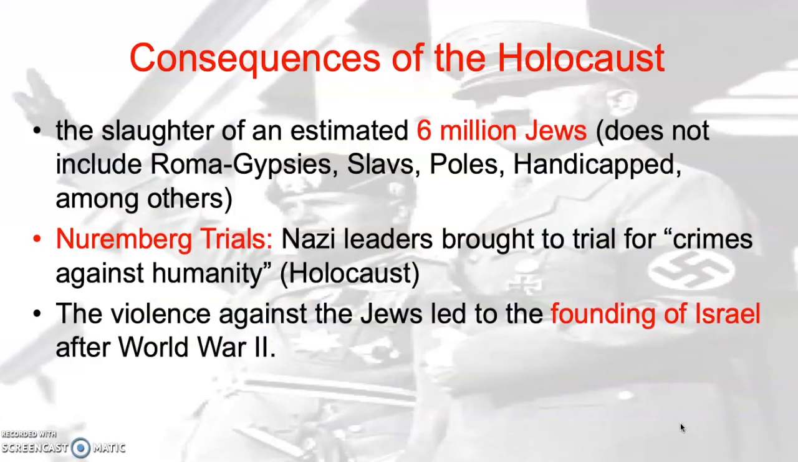All right, so consequences of the Holocaust: 6 million Jews lost their lives. That number, like we looked at before, does not include anybody else. Nuremberg trials. So the Nazis are going to be brought on trial for crimes against humanity. So that would be the Holocaust, right? So they're going to be able to prosecute some people for helping Hitler. And of course, because the world did feel really bad for the Jews and them being persecuted, they founded the Jewish state of Israel.